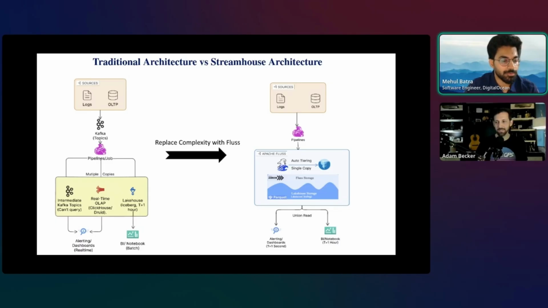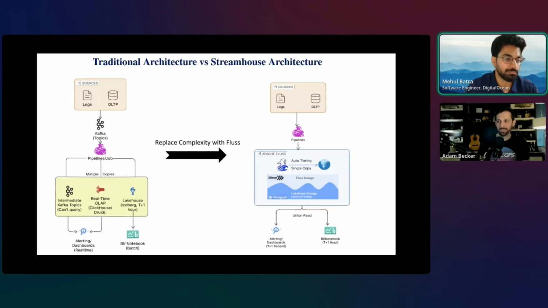And lastly, I'll be talking about the traditional architecture versus the Streamhouse architecture. Earlier, it used to look like this: you had your logs and OLTP sitting there, then all that data would be flown to Kafka. From Kafka, you have your streaming or batch pipelines, which will read, and then those pipelines will write to multiple copies. For intermediate stages, for the rest of the consumers, you will write to Kafka topics. For your real-time analytics, you'll be writing into real-time OLAP stores like ClickHouse, Druid. And for analytics, you'll be writing to the Lakehouse to get your T+1 hour. So you will see there are a lot of duplicate copies, and you don't have a single write path, which could cause data redundancy, data duplication, and inconsistencies.